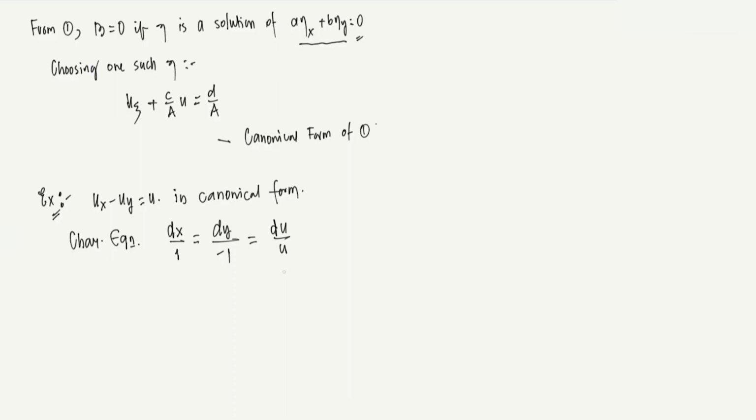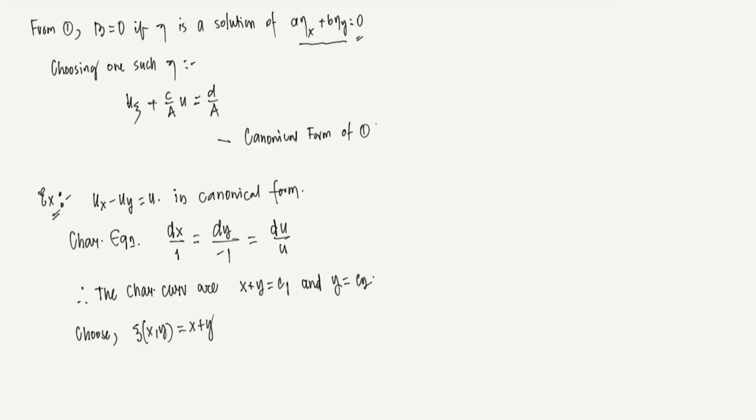Once you do that, you see the characteristic curves. Therefore the characteristic curves are x plus y equals c1 and y equals c2. Those are the characteristic curves. c1 and c2 are constants. Therefore, choose xi of x,y to be x plus y.